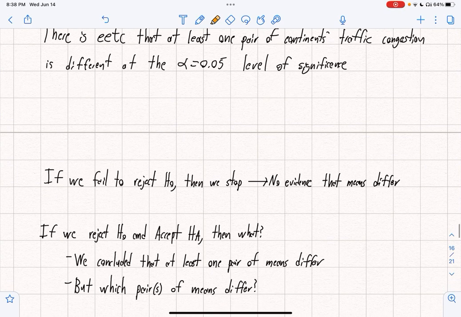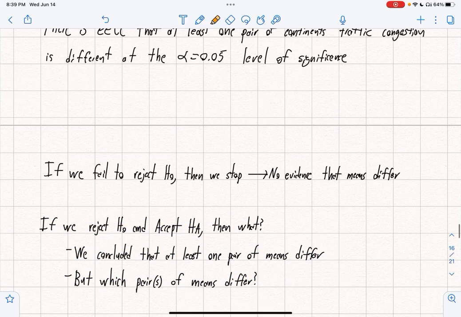Let's say we do reject the null like we did in our example, and we accept the alternative hypothesis. Well, then what do we do? What we said is that we concluded that at least one pair of means differ from one another. But the question now becomes, which pairs are different from one another? Because in our example, we've got four groups, but we have no idea which groups are actually different from one another. So that's where we're going next.